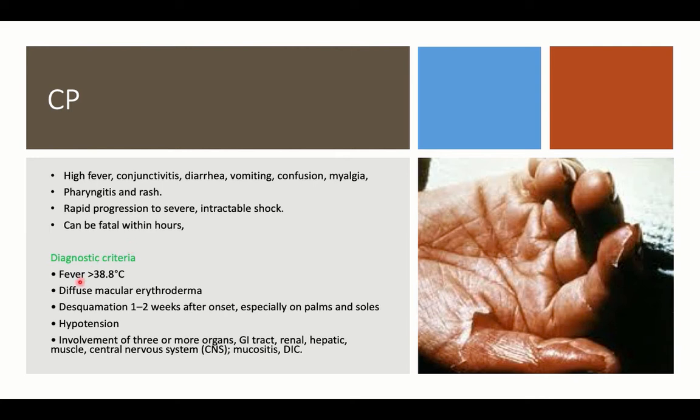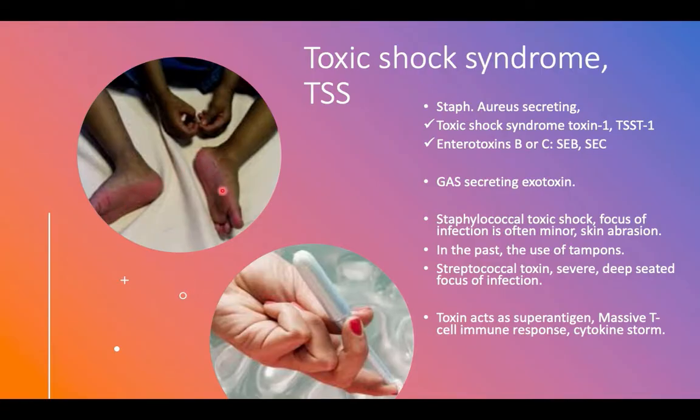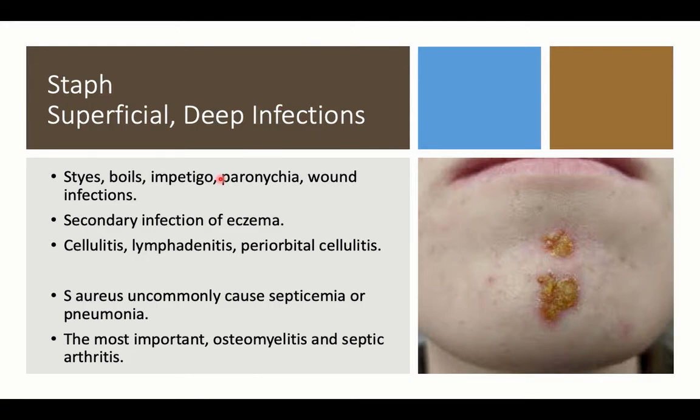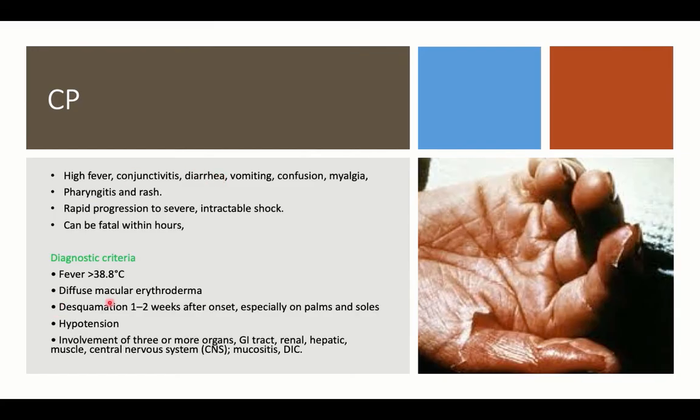The diagnostic criteria include high-grade fever with diffuse macular erythroderma. Look at this, this is the erythroderma associated with toxic shock syndrome. Desquamation occurs one or two weeks after onset, especially on the palms and soles. The most characteristic is severe hypotension, intractable to copious fluid administration, pressors and inotropes.